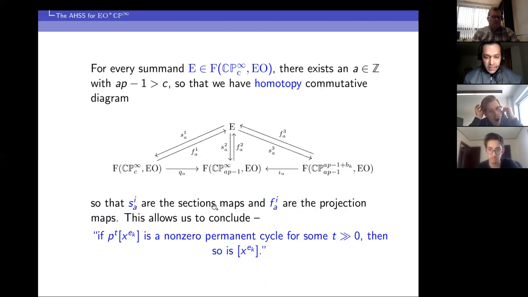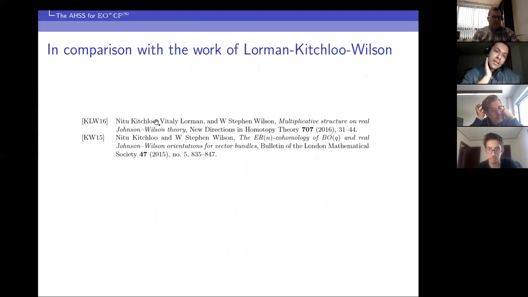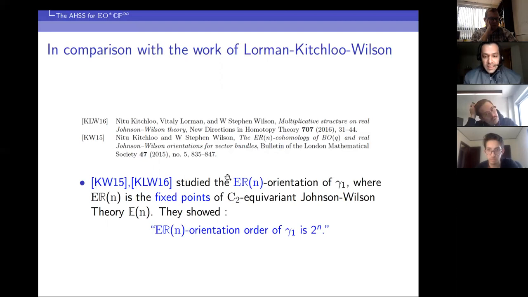Okay, so let me compare it with some recently published work of Vitaly Lorman, Nitu Kitchloo, and Steve Wilson. There are two papers, one published in 2015 and one in 2016. What they study is the ERN orientation of gamma 1. What is ERN? It is the C2 fixed points of the C2-equivariant Johnson-Wilson theory called EN. They show that the ERN orientation order of gamma 1 is 2 to the n, and I believe they show that this is optimal, that you cannot have anything less. Correct me if I'm wrong.